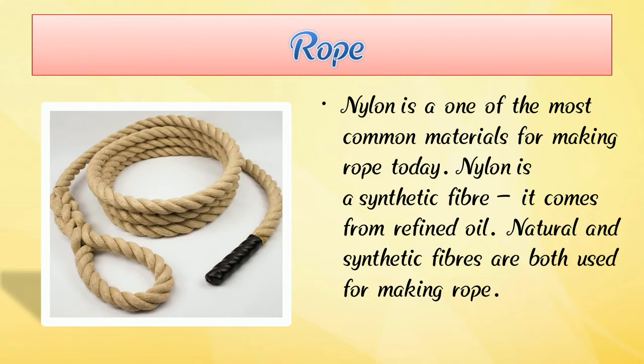So, nylon is one of the most common materials for making rope. Nylon is a synthetic fiber, and today it comes from refined oil. Natural and synthetic fibers are both used for making rope. So children, you all understand how and which materials are used in rope making.